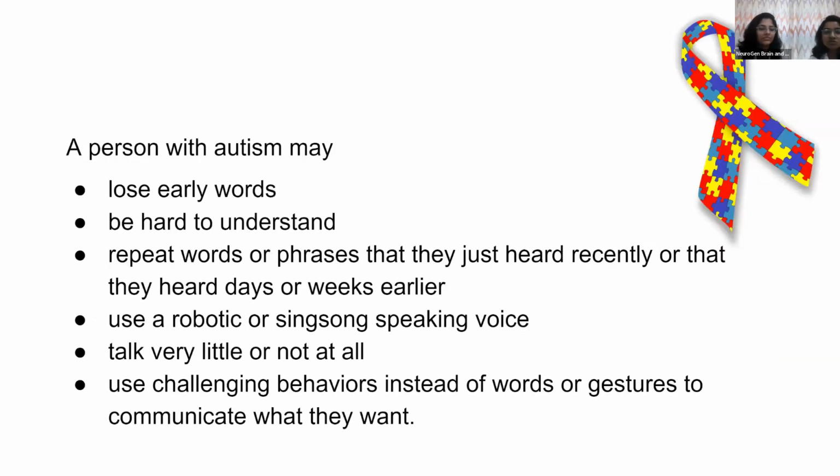These people may also lose early words, or be hard to understand. They could repeat words or phrases. As we are all familiar with the term echolalia, wherein they just repeat the word or phrase as such. They may have a robotic or sing-song speaking voice. They talk very little or not at all, and they would also have challenging behaviors.